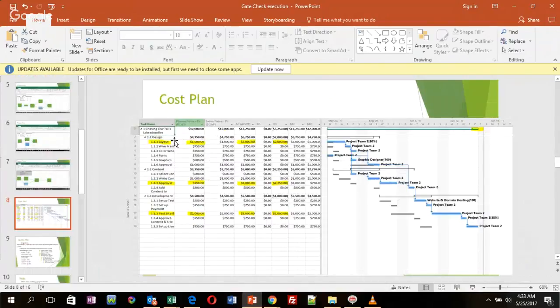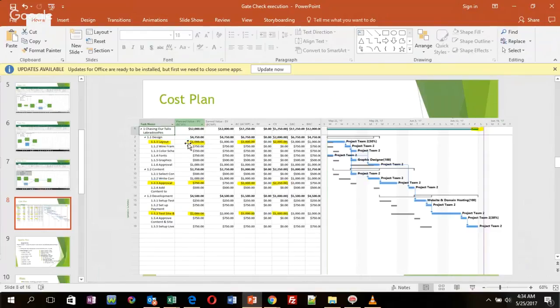And this is our cost plan. These are planned costs. This is our end value. This is our actual cost. And this is the difference between the two values, the cumulative value.